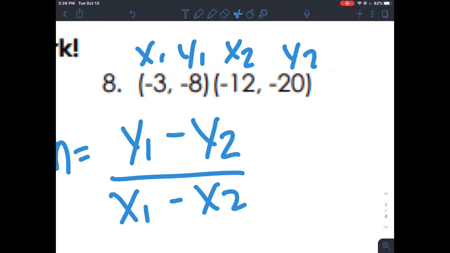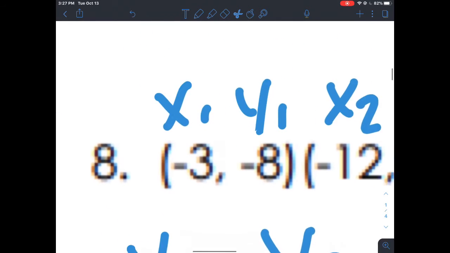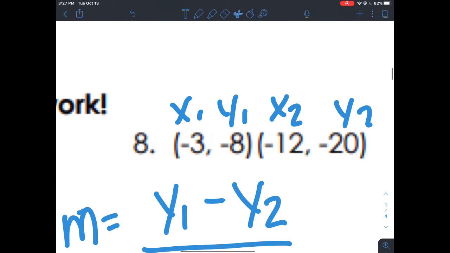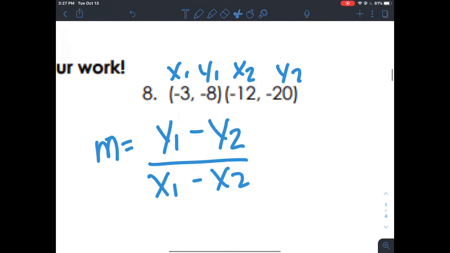If you're not too confident in your work, I would label the points. So this first one I labeled x1 and y1. The second set of points I labeled as x2, y2. It doesn't matter which one you do. You could have done the first one as x2, y2, and the second one x1, y1. Totally doesn't matter. It's just labeling the points so you can plug them into your formula so you can solve.